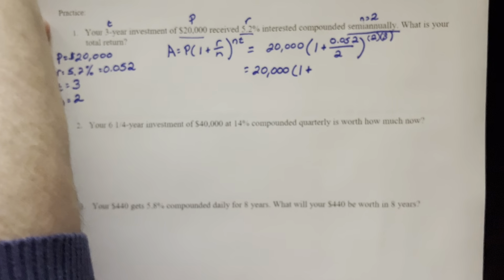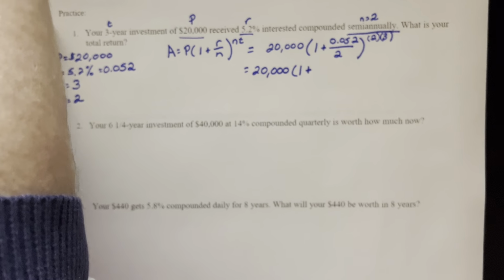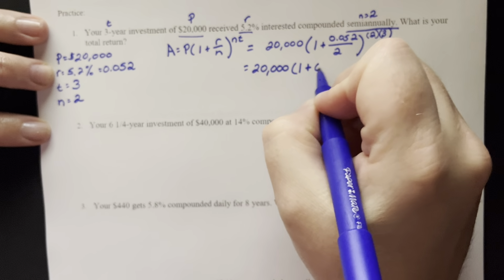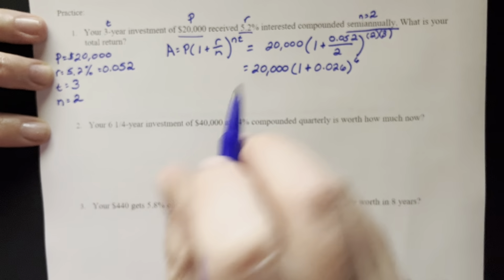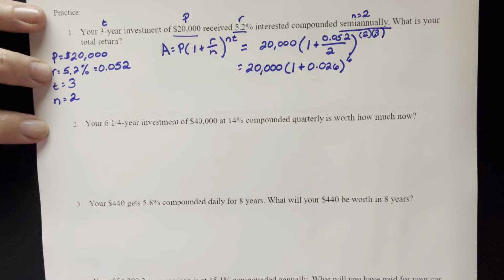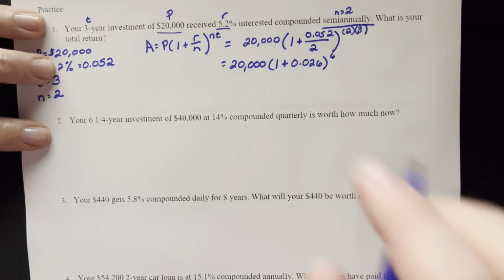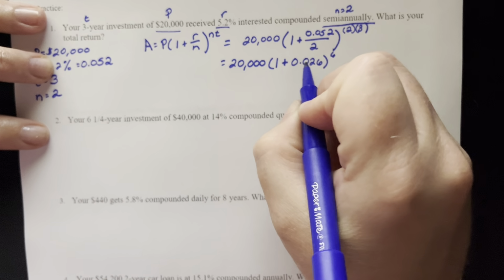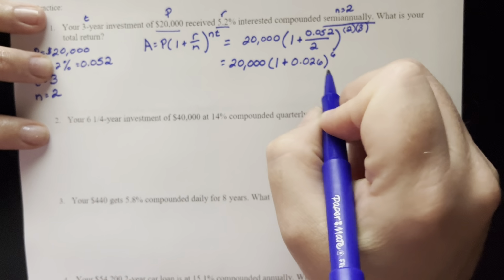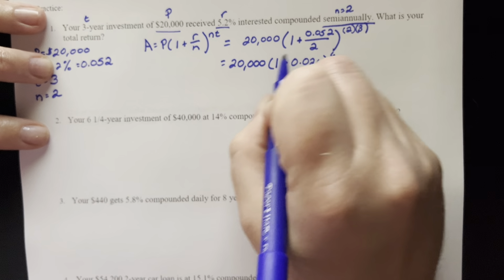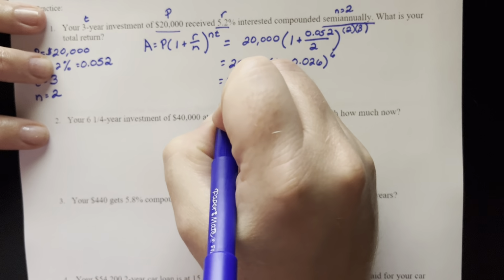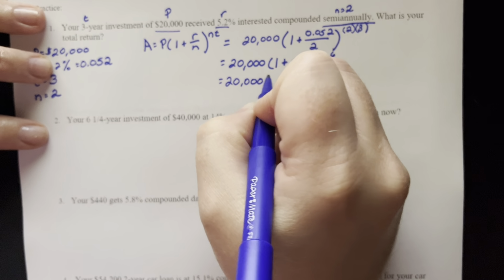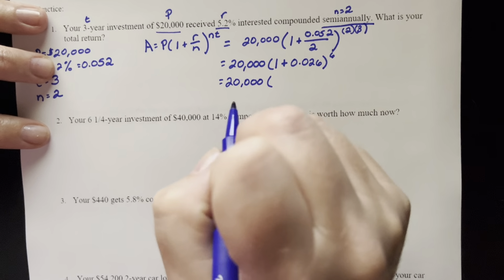So 0.052 divided by 2 is 0.026, and 2 times 3 is 6. Now do the addition in your parentheses first. So we're not touching that 20,000. That is the last step.